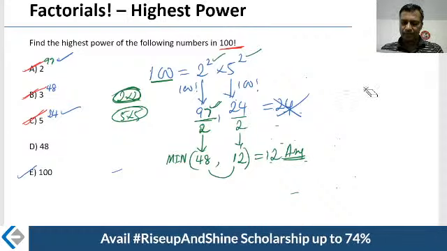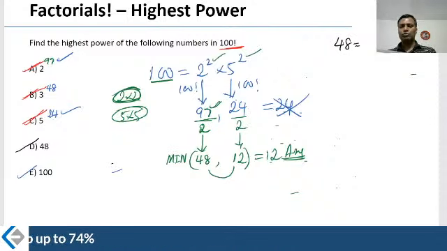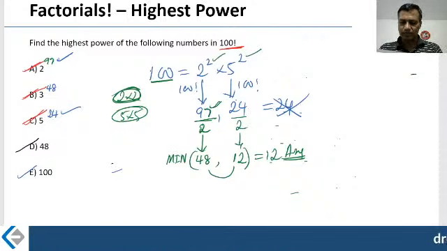Okay, look at 48 now. Let's close this 48. What is the highest power of 48 in 100 factorial? First, resolve it into primes. What is this 48 first of all? Let us resolve this into primes.